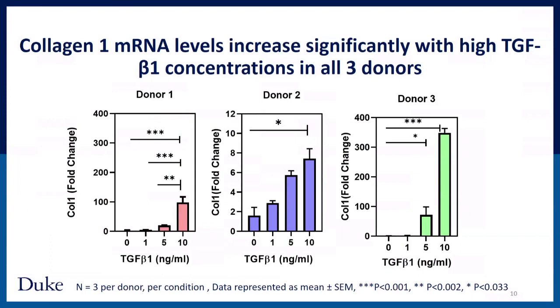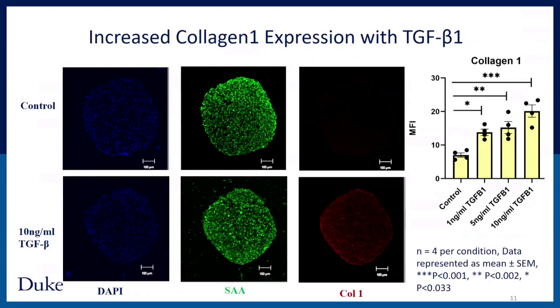We first look at the ECM protein collagen 1, and we have 3 healthy donors, donor 1, 2, 3. As you can see here, in all 3 donors, once we treat them with TGF-beta1, the mRNA levels of collagen 1 increase. We also confirm these results with immunostaining for collagen. With 10 nanograms per mL of TGF-beta, there's a high expression of collagen 1 compared to controls, and we quantify it by measuring the mean fluorescent intensity. You can see there's a significant increase once we treat the donors with TGF-beta1.